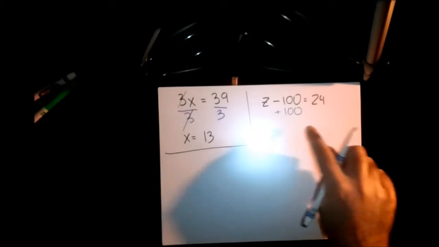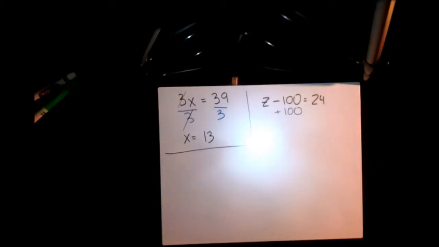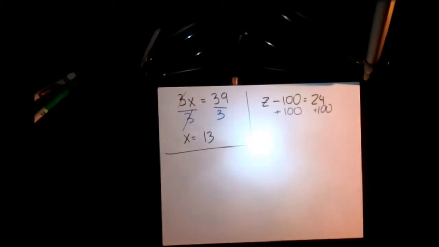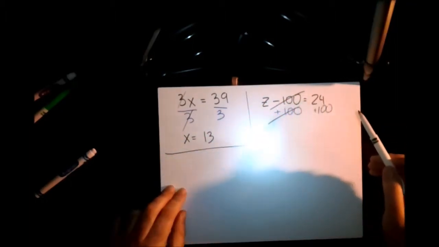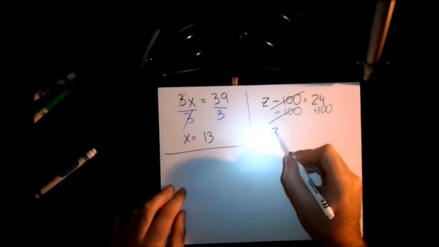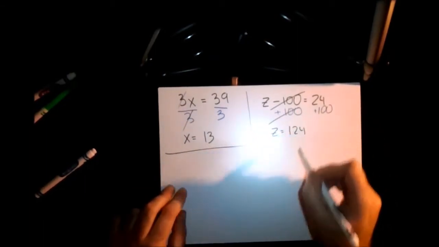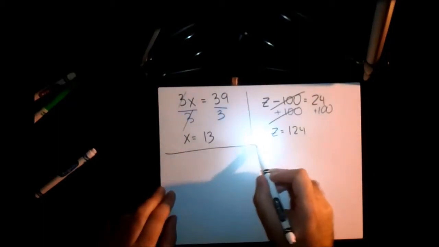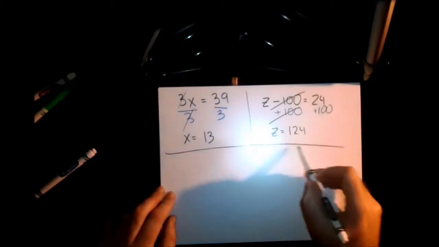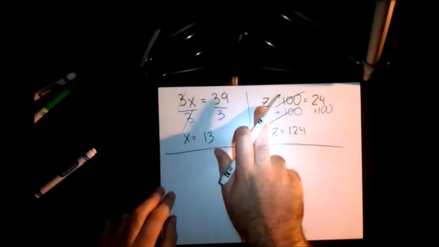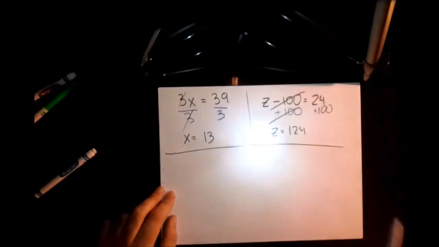Just to one side or to both sides? To both sides, of course. All right, terrific. So now that we've done this, minus 100 plus 100, that's gone. And on the right side, 24 plus 100 is 124. And once again, you can easily check your work by taking your solution, the 124, and plugging it into the z here. 124 minus 100 is indeed 24.